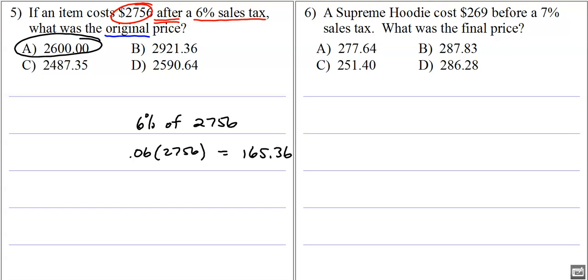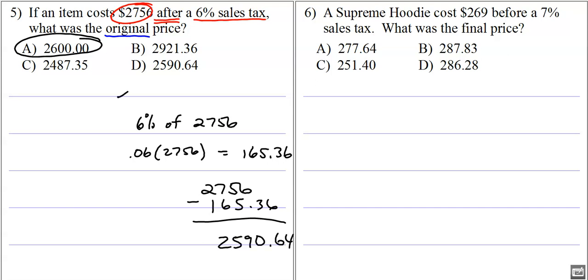And then you say, oh, so to go backwards, I just subtract those two. I do 2756 minus 165.36. And so 2756 minus previous answer, and you get 2590.64. And man, right there it is. So you feel good, but it's not right. Sorry, man. It can't work that way.